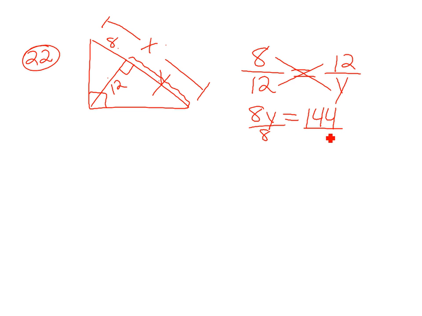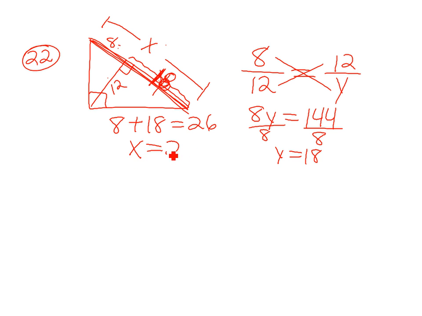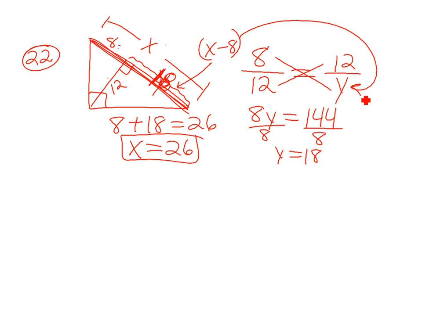Divide both sides by 8. 144 divided by 8 equals 18. So Y equals 18, that's this part right here. Well, we didn't want that part, we wanted the whole hypotenuse. So what we have to do there is add those two together. So 8 plus 18, which is 26. So X equals 26. The other way you could have done it, you could have made the whole thing X, minus that part, which is 8, and stuck that in the proportion instead of Y and solved it, and it would have given you the same answer.